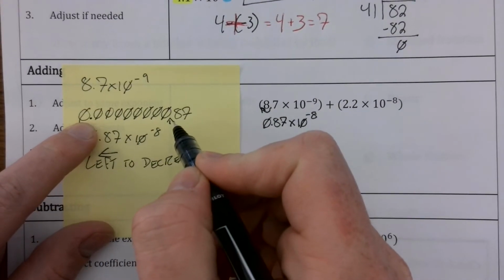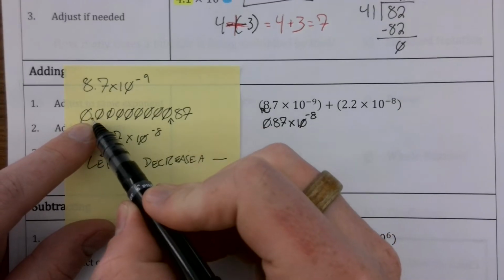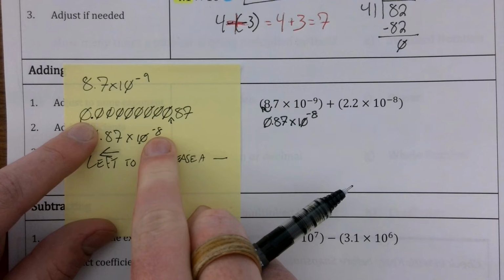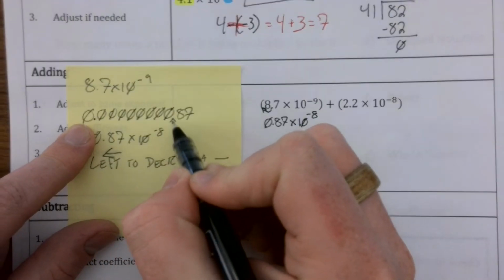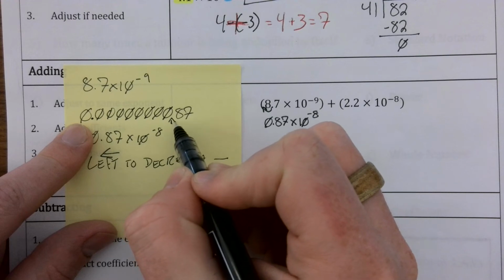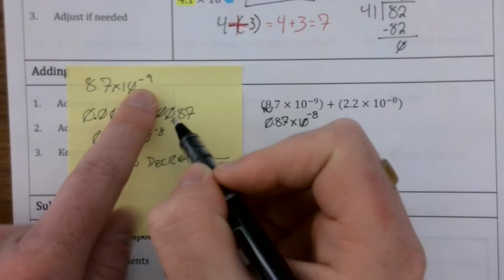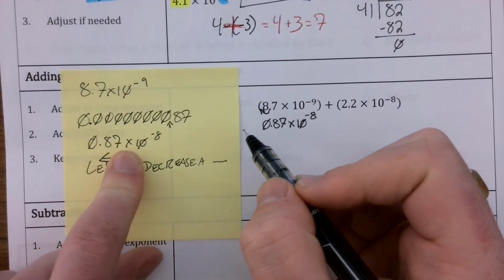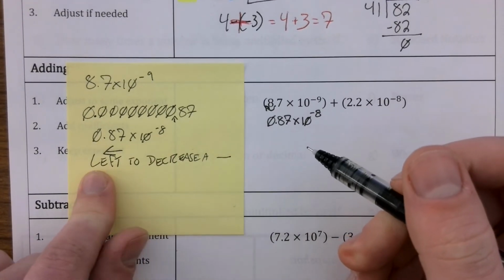0.0000000087. Now, I needed to then take that decimal from here and move it 8 spaces to the right so that I could get a negative 8. So when I moved it back 8 spaces, I ended up with 1 space to the left in front of the 8. So 8.7 times 10 to the negative 9th is the same as 0.87 times 10 to the negative 8th. And I did that so I could figure out what the rule is.